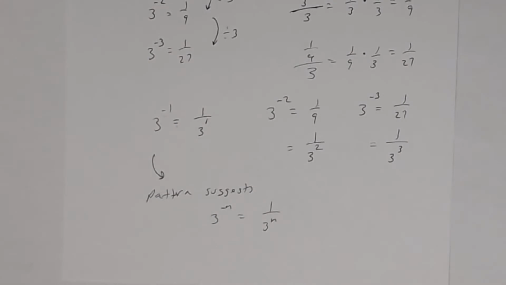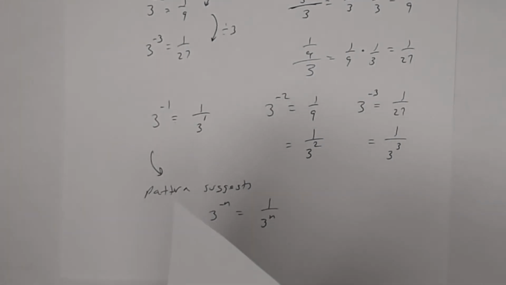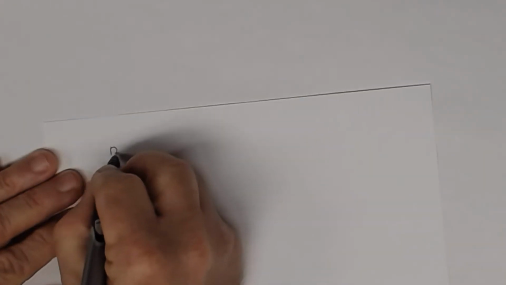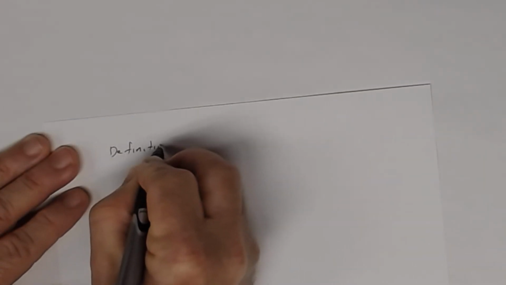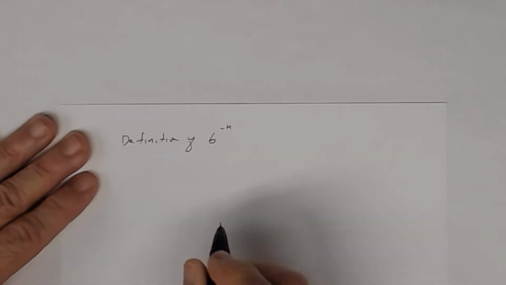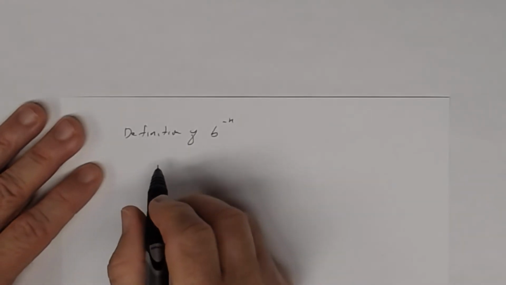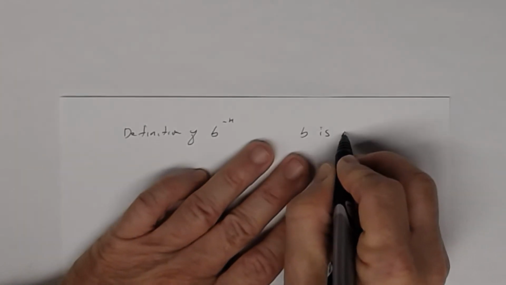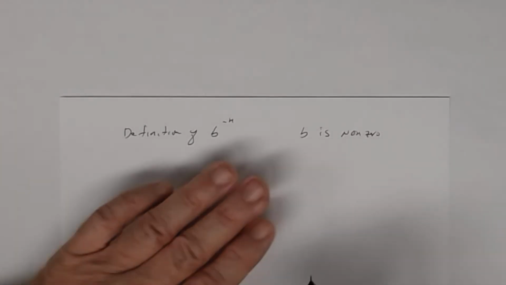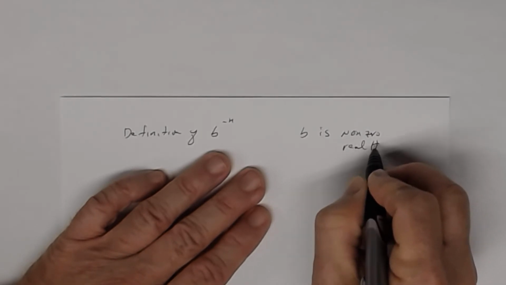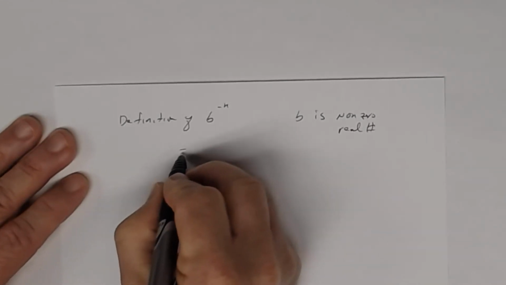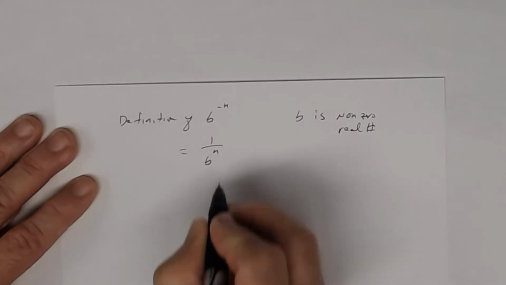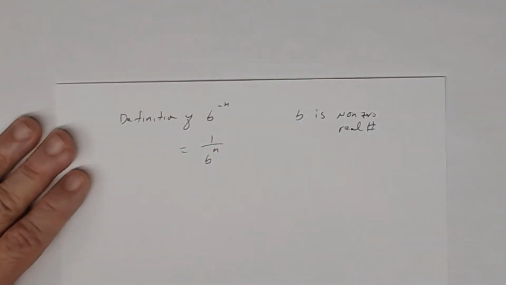So in terms of our definition now, here's the definition of b to the negative n. Again, as long as b is not 0, so b is a non-zero real number, I can rewrite this as 1 divided by b to the n. So that's the definition of b to the negative n.